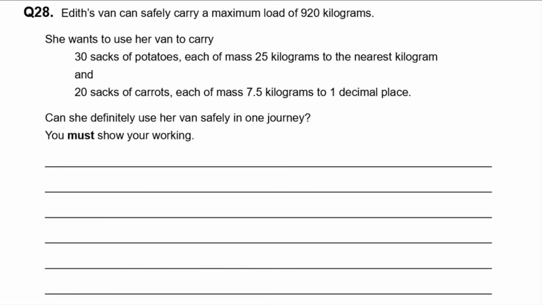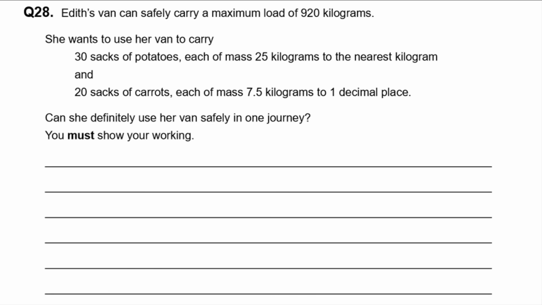She wants to use her van to carry 30 sacks of potatoes, each of mass 25 kilograms, to the nearest kilogram, and 30 sacks of carrots, each of mass 7.5 kilograms, to 1 decimal place. Can she definitely use her van safely in one journey? You must show your working.